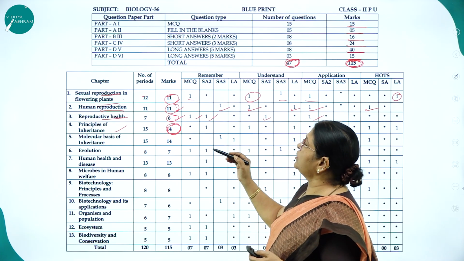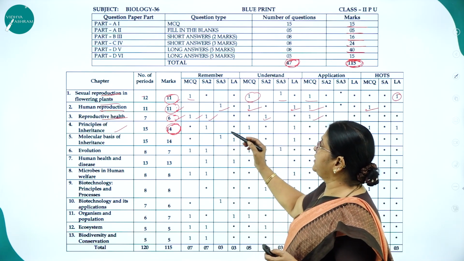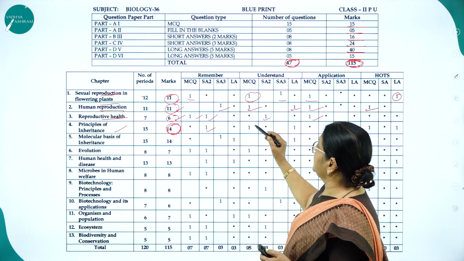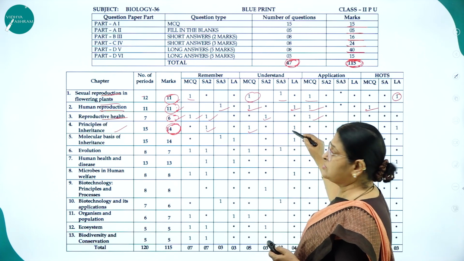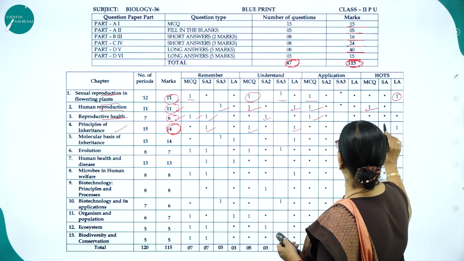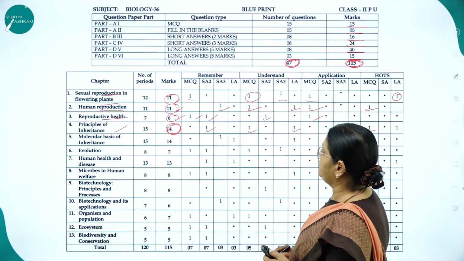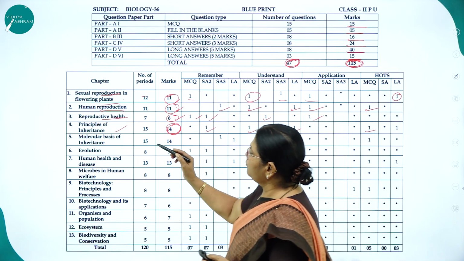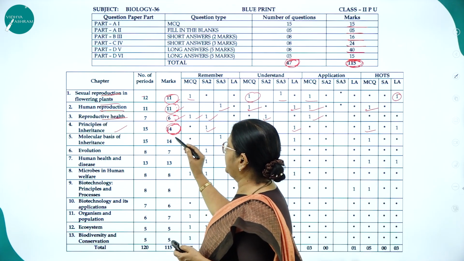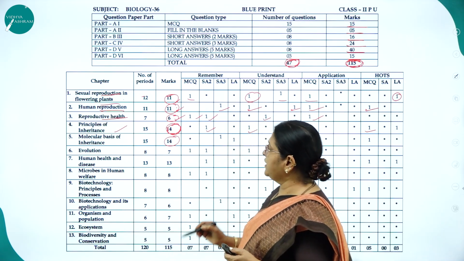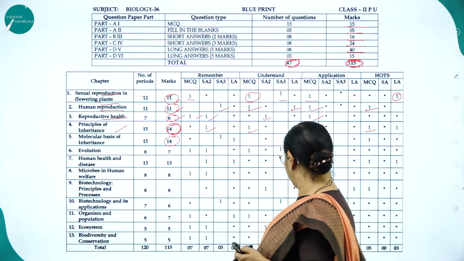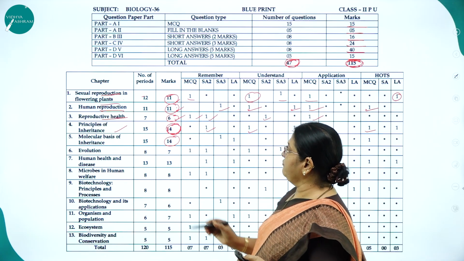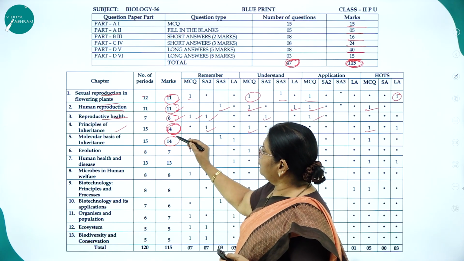Again, what are the types of questions you are going to get here? Short answers 1, then MCQ 1, long answers 1, then again MCQ 1. So total it is 14 marks. Then moving on to molecular basis of inheritance, 14 marks. Again, this chapter also has a lot of weightage. So here it is 14 marks.